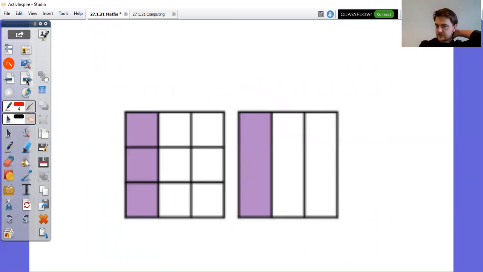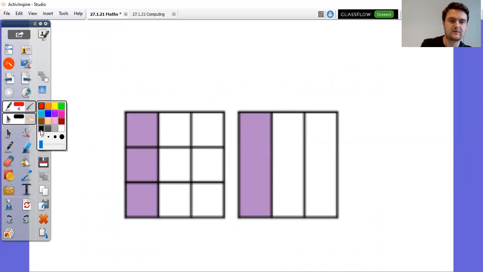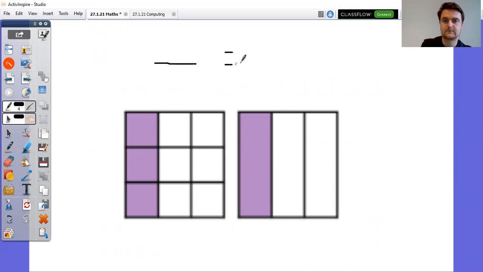So here I've got two equivalent fractions. The first thing that we need to do is work out what those fractions are. So in this shape, I'm going to first of all work out the denominator. I know that they are equal, so I can put my equals in. The whole is split into 1, 2, 3, 4, 5, 6, 7, 8, 9 equal parts, so my denominator is 9. 1, 2, 3 of them have been shaded in.